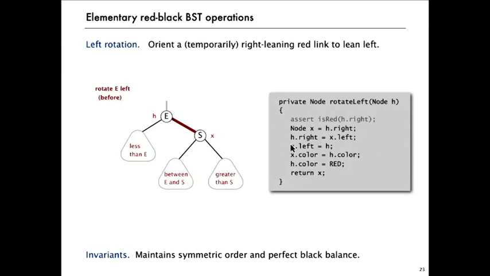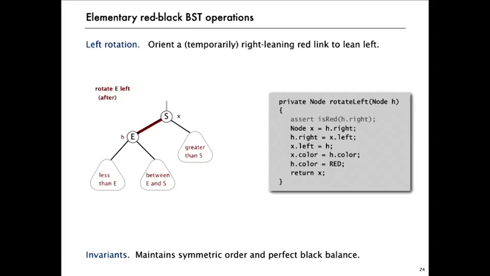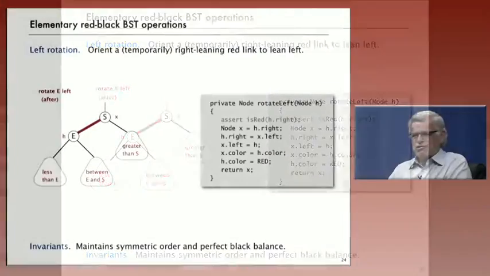And also whatever color h was, well, it looks like it should be black, but actually there's situations where it could be red. Then x is going to have that color because the link coming into h is going to be the link coming into x. And then h's color is going to be black afterwards. And then we return x to link further up the tree, which happens during our standard recursive insert. So that's a rotate left operation.